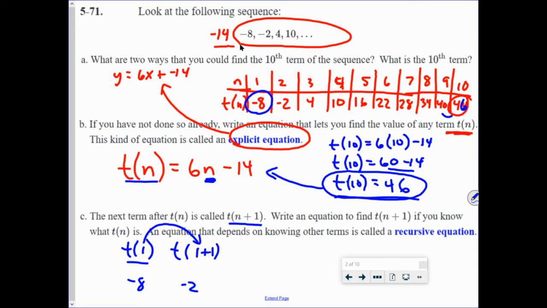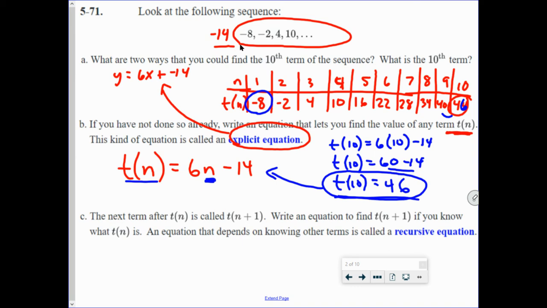All it's saying is if this were term 5, the next term would be term 6, right? And how do I find that? By doing 5 plus 1, okay? That's kind of weird, but don't get overcomplicated with that. The next term after T of n is called T of n plus 1. Write an equation to find T of n plus 1 if you know what T of n is.